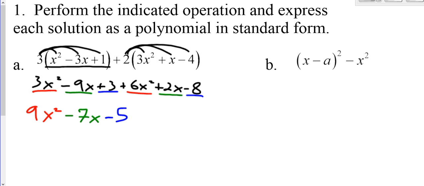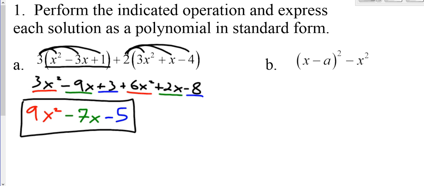So now I've rewritten this in standard form of a polynomial: 9x squared minus 7x minus 5. This would be a degree 2 because my leading term has an x squared. This is the largest power that I have. This is x to the first, so I read this as degree 2 there.